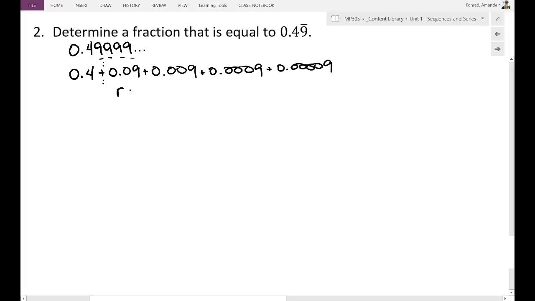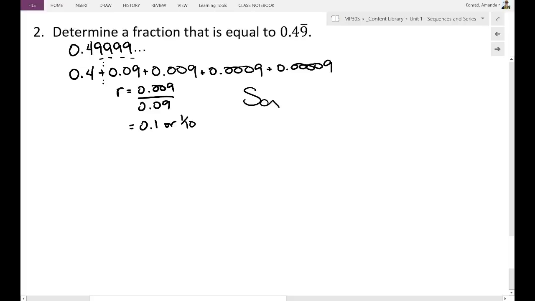So we start just like before. Figure out your common ratio. 0.009 divided by 0.09. And we get 0.1 or 1/10, depending on which way you want to think about it. I'll use the decimal this time, just so that we see it both ways, because tenths are actually easy to work with.